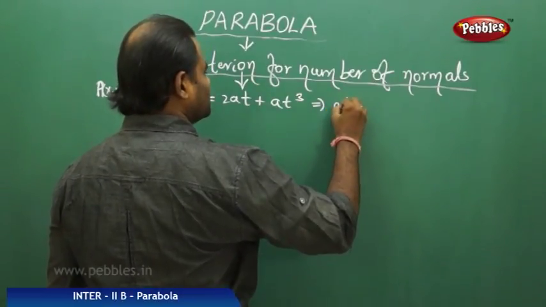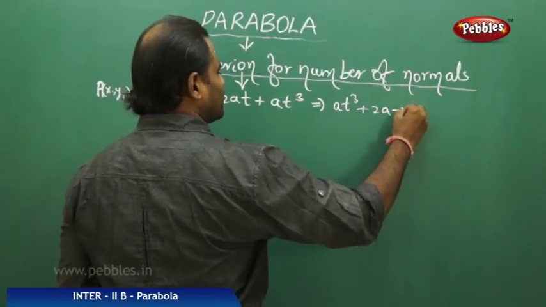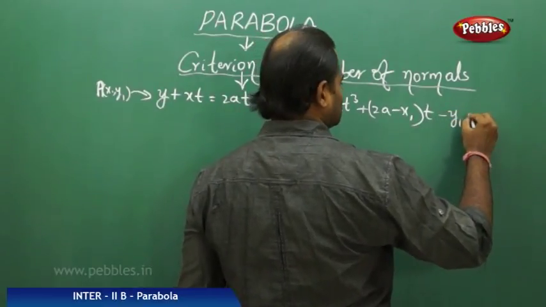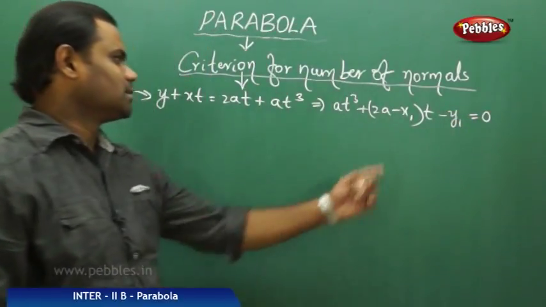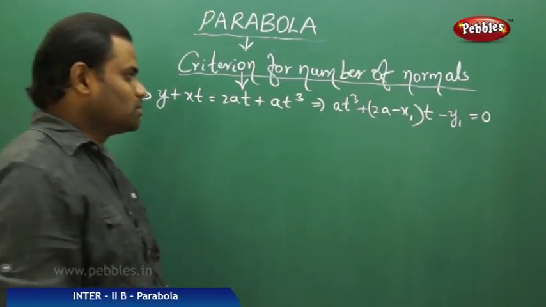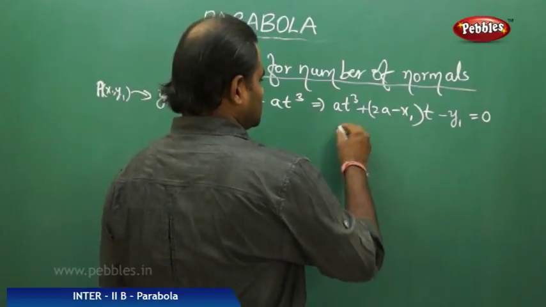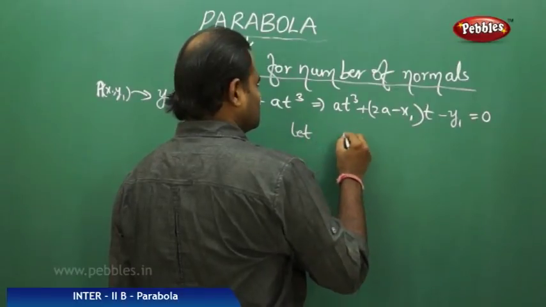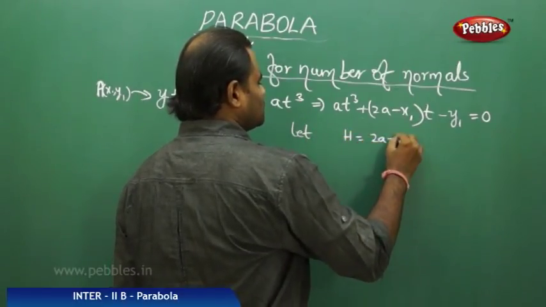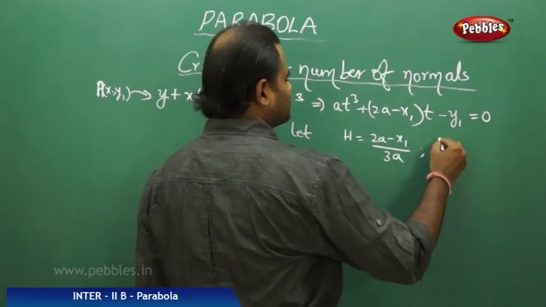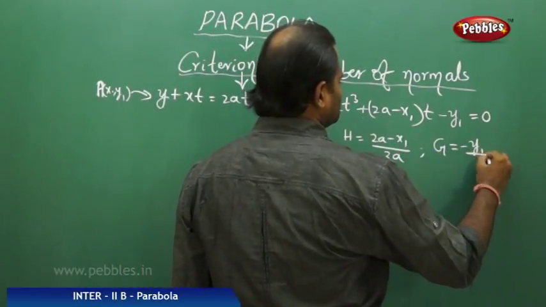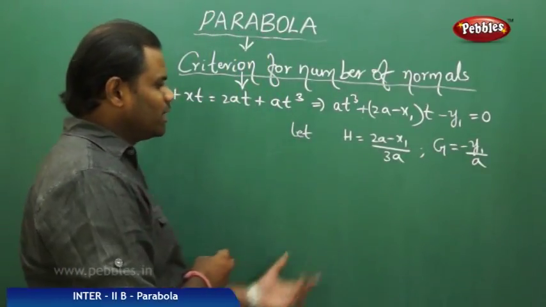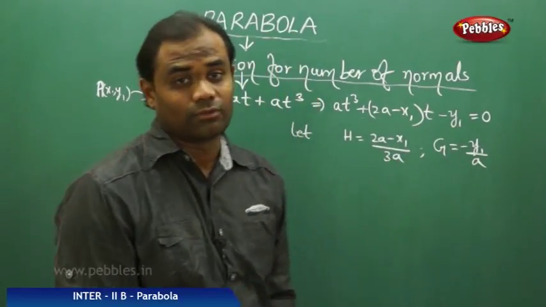a t cube plus (2a minus x1) t minus y1 equals 0, which is what we get if you substitute the point in the normal. Now this being a cubic equation, let h equal (2a minus x1) by 3a and g be equal to minus y1 by a. Now with these two values of h and g, we define the number of normals.